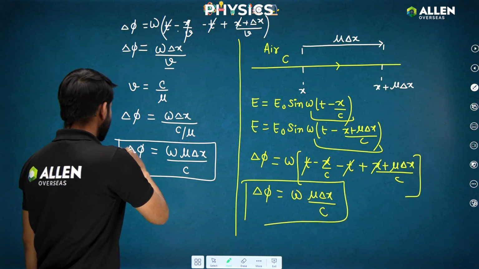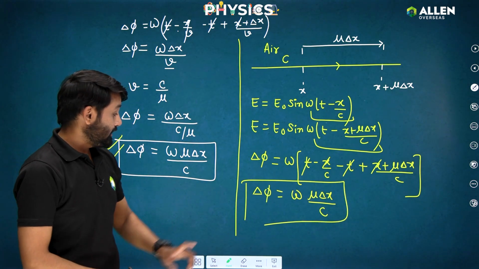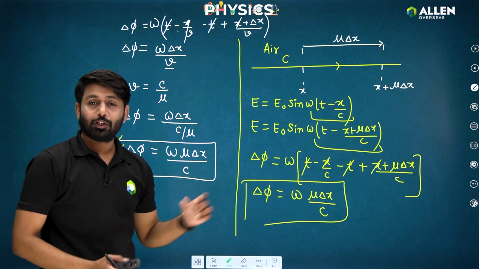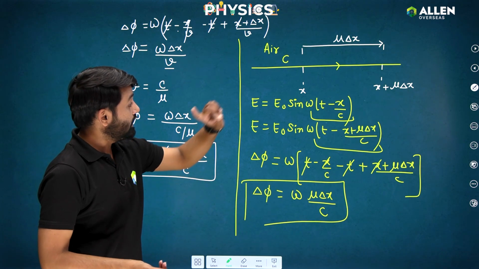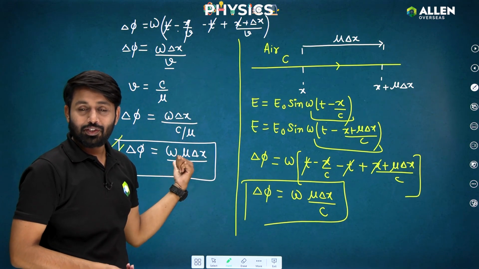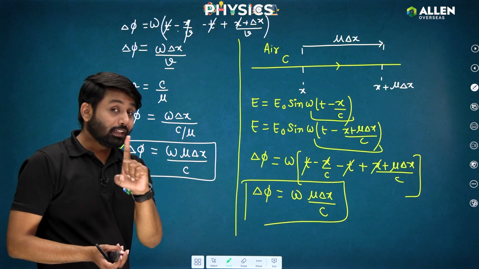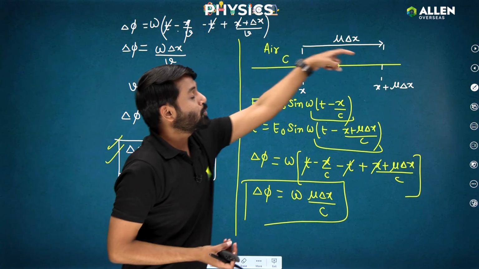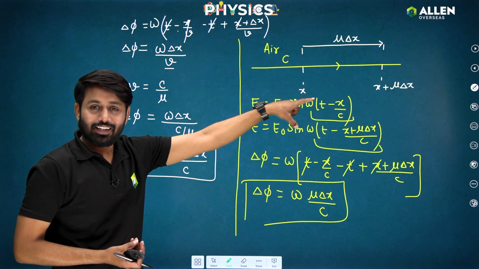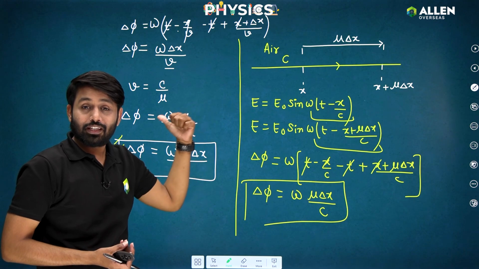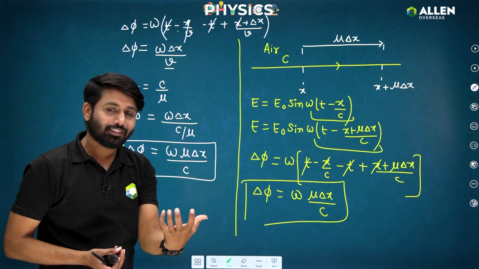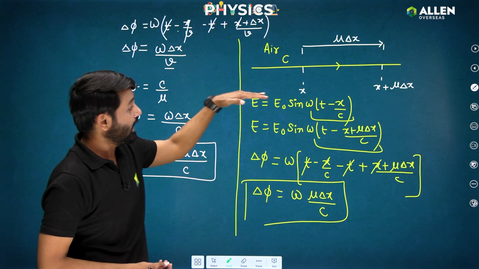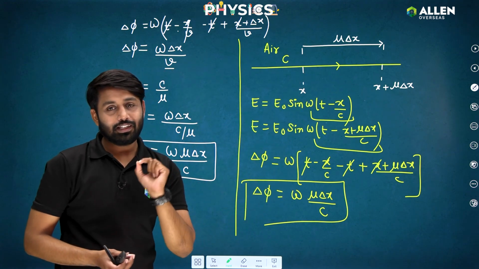Just see here, this one, right? And this one. See, we are getting the same value. Sir, the phase difference is the same in air as well as in the medium, right? But in the air, light has to travel how much distance? Mu times delta x. Is that clear? Yes or no? In the medium, it is traveling delta x. For the same phase difference, it has to travel mu times delta x.